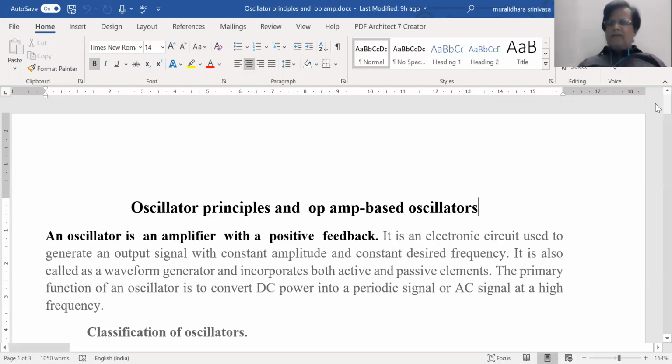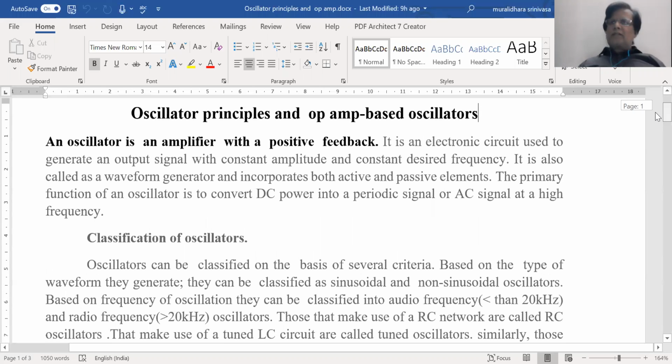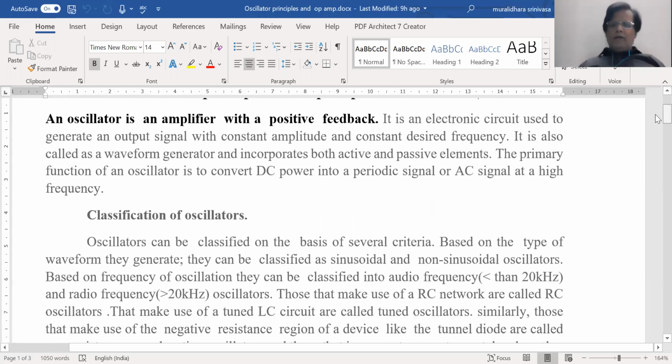Essentially what it does is, if some of you have done the experiment using op amps, you just give a DC supply, you don't give any AC signal, you ultimately find that a certain output waveform will be produced which is time varying AC. So it converts DC energy or DC power into an AC signal of high frequency.